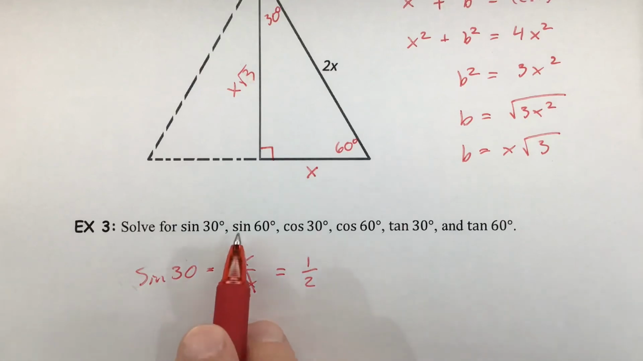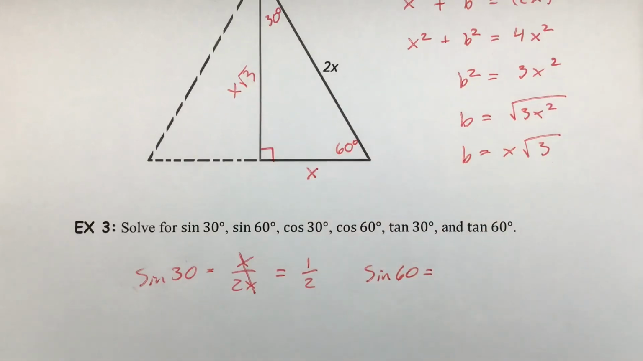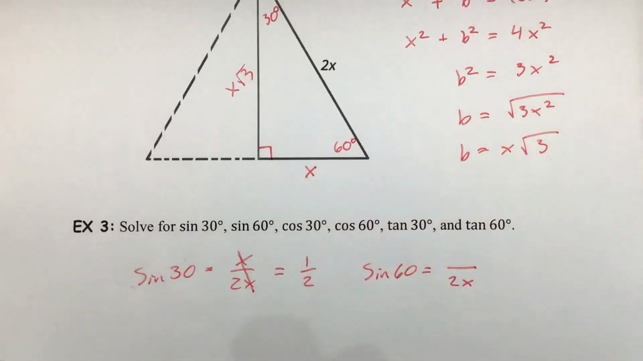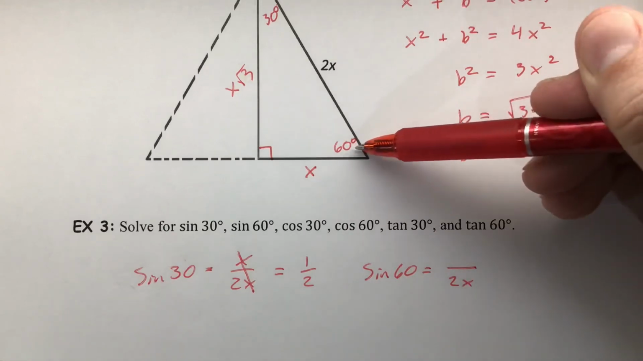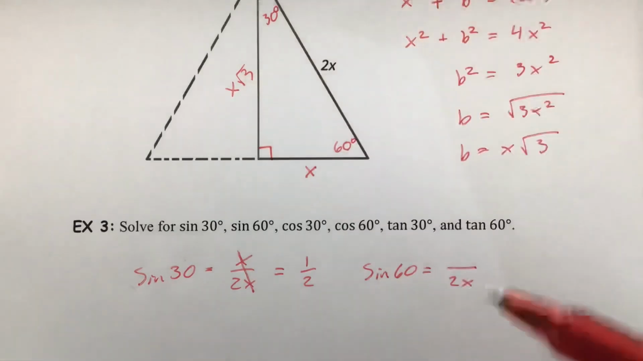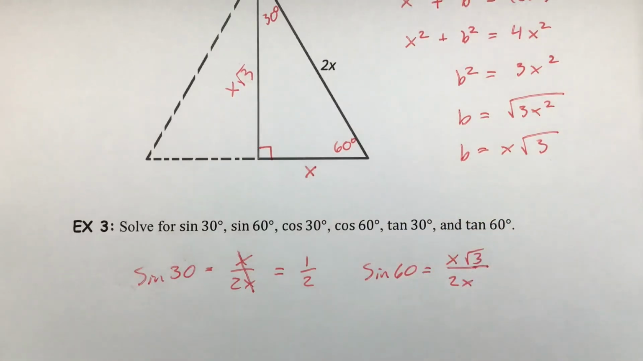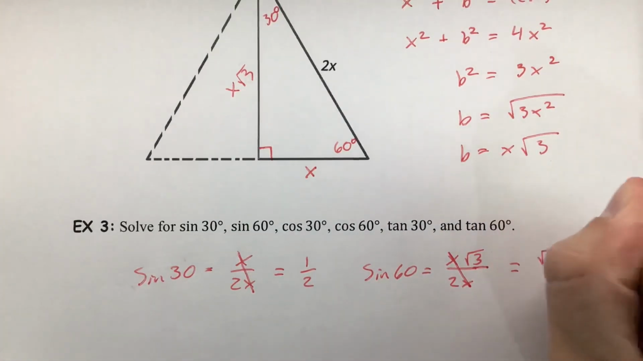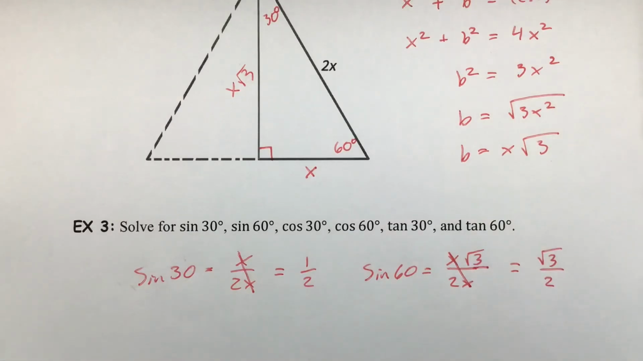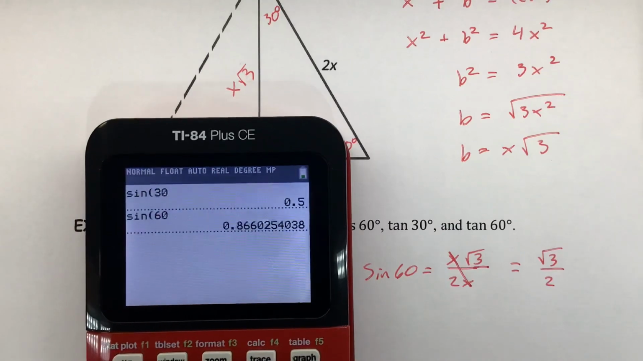So let's take a look at sine of 60. The sine of 60 is also going to be the opposite divided by the hypotenuse. So the hypotenuse is still the 2x, but the opposite of the 60 degrees is now going to be x root 3. Now the x's are going to cancel again, and you are left with the square root of 3 over 2. Let's verify that in the calculator. The sine of 60 comes back as that number.